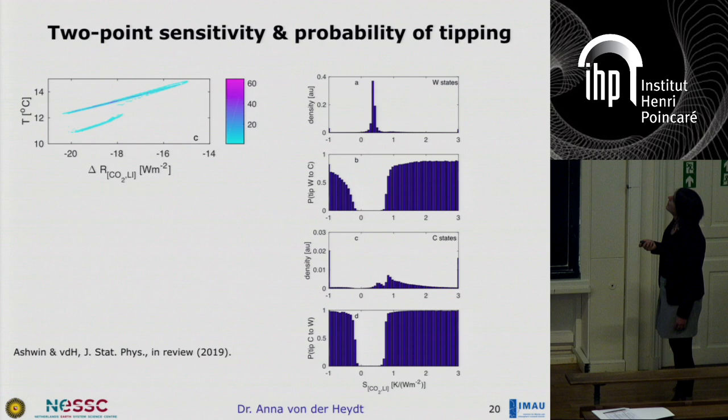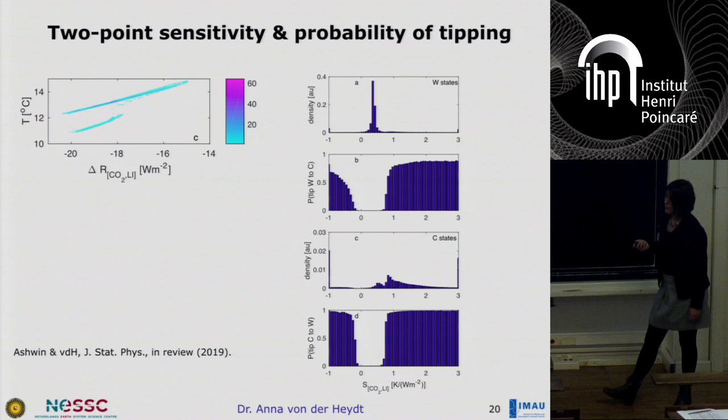And the cold states give us a much wider distribution because they are sort of banded here and they have some transition points in there. And there is, again, quite some distribution of probability of tipping associated with the higher values of the cold two-point sensitivity. So it basically confirms what we have seen in the simple energy balance model.